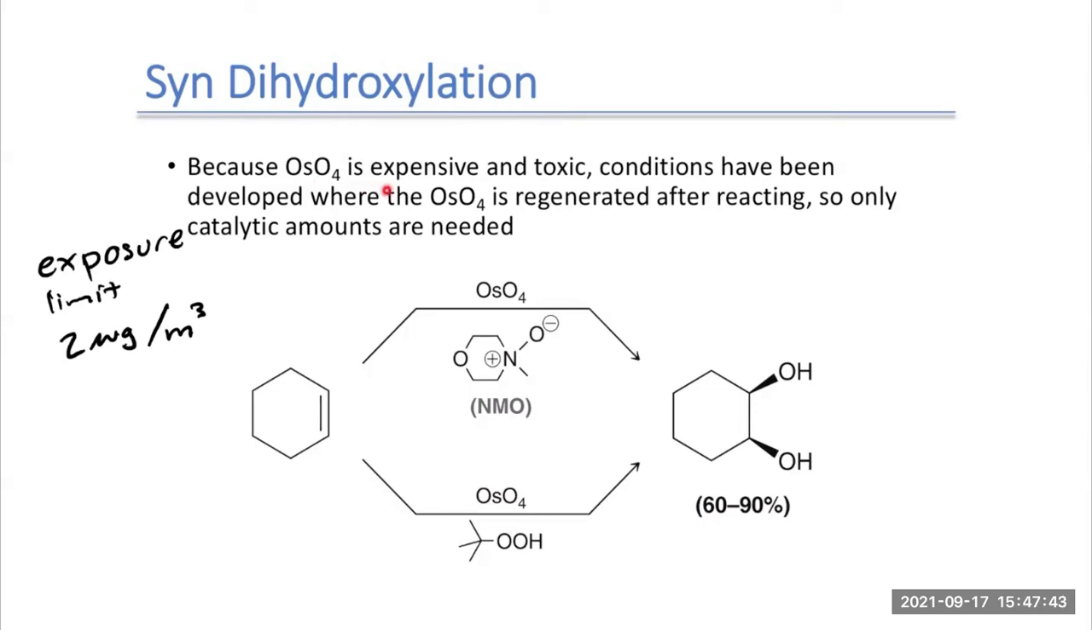So because it's extremely expensive and toxic, conditions have been developed where the osmium tetroxide is regenerated after the reaction. So you only need a small catalytic amount. This reduces the chance of getting a lethal exposure. So as long as it's in a catalytic cycle, you don't need much at all. You can actually use less than the exposure limit. So you have your alkene, and then we can use NMO or N-methylmorpholine N-oxide as our catalyst that helps regenerate the osmium tetroxide.